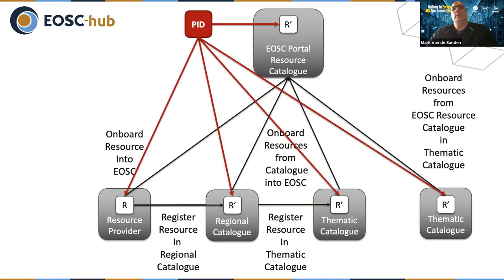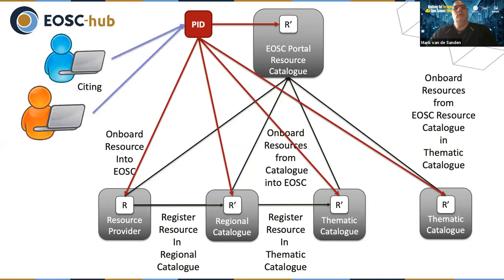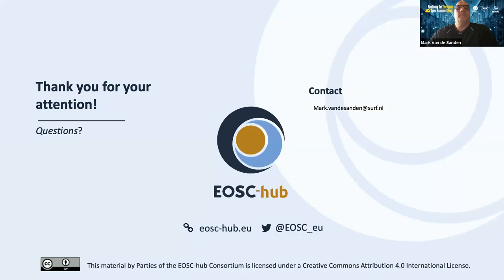So the PID will help. And then it will also help the users for referencing to the same service if they always use the same persistent identifier. This is an overview of a number of PID services, which I think will be valuable for EOSC and will extend also the use cases which we can support within the EOSC for those purposes. If there are any questions, please let me know.